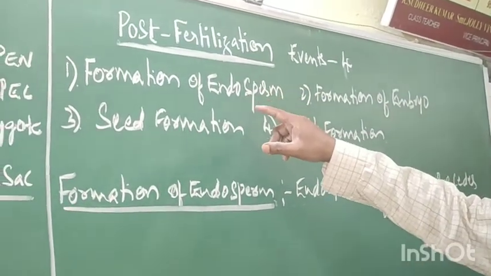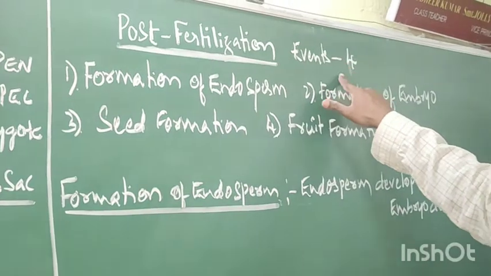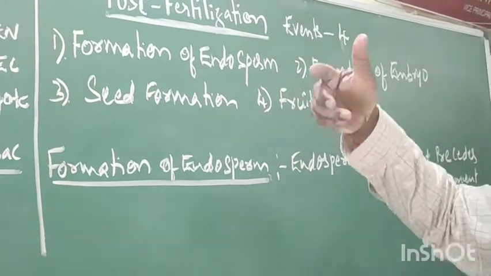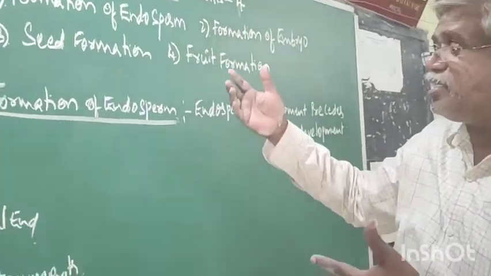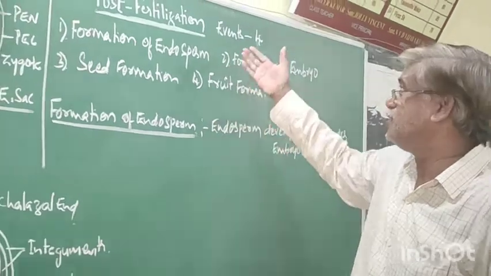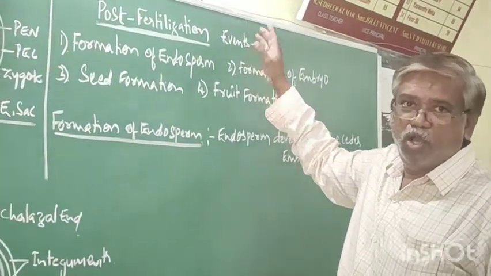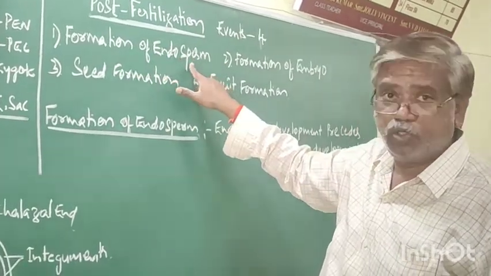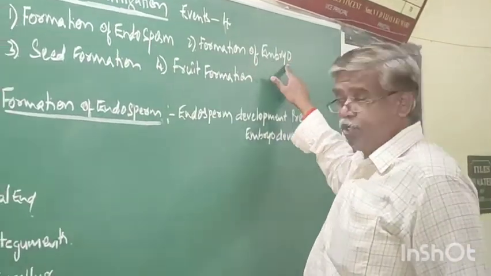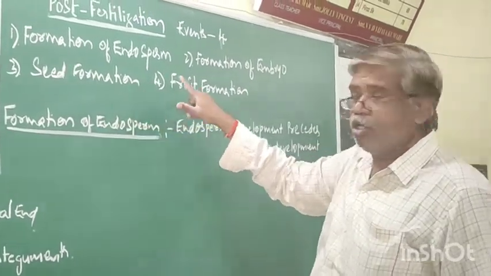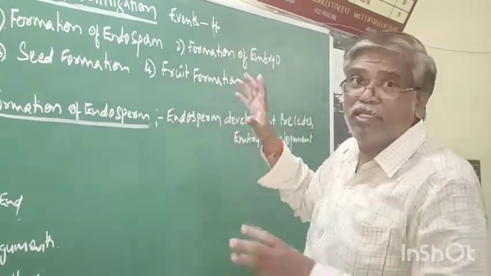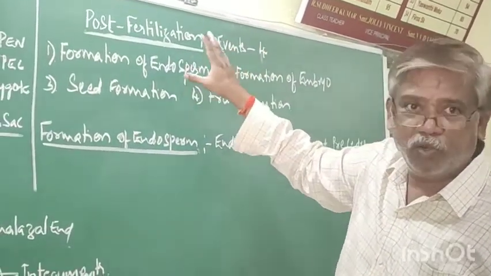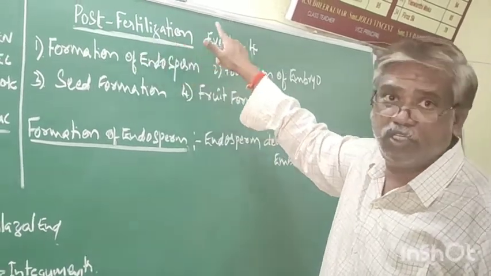Now today's topic is post-fertilization events. After double fertilization, what changes occur? That is called events. There are 4 major events after double fertilization: formation of endosperm, formation of embryo, seed formation, and fruit formation. These are the major events after double fertilization. Hence, today's topic is post-fertilization events.